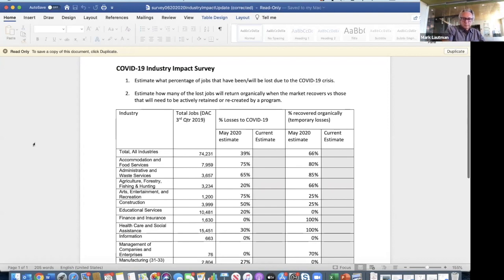So really what we're establishing here is what was the baseline of the study. For example, if you look at accommodation and food services, the major information we came out of the flash assessment with was, of those potentially 80,000 jobs in the flash assessment, there was an estimate that 75% of those jobs would be lost due to COVID. The second part of the question was, well, how many jobs will come back organically once we get through this?